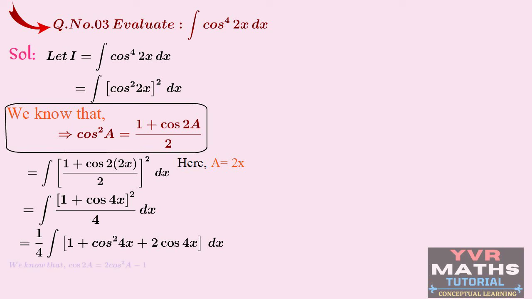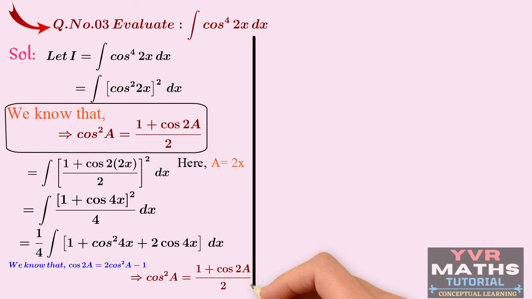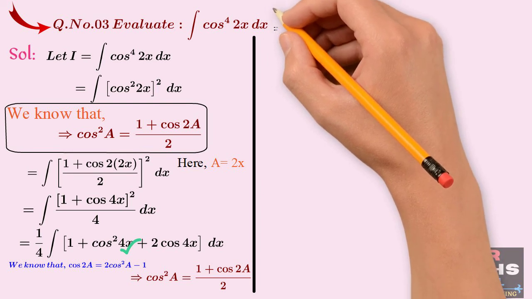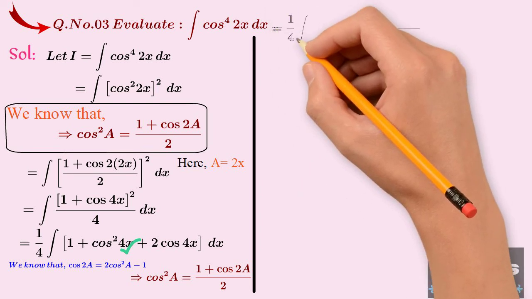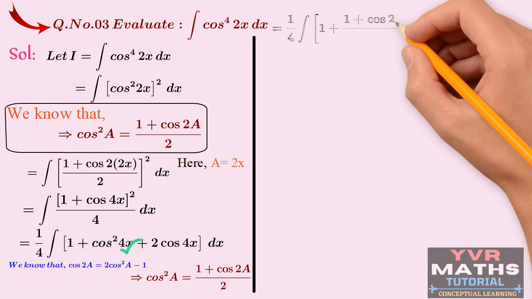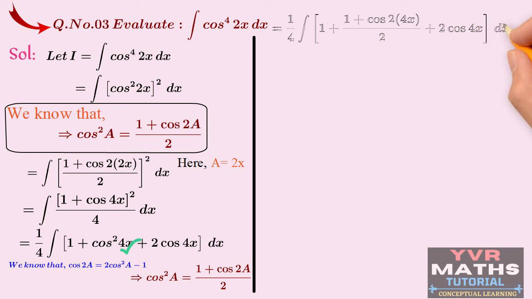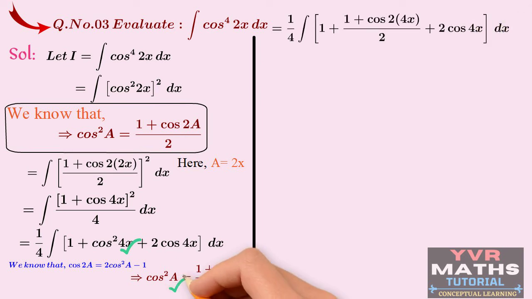In this step, the second part is clearly in the form of cos square A. We know the formula for cos square A. Here capital A is 4x, because the function is cos square 4x. So in this formula, if we substitute capital A equal to 4x, then we get the new step: 1 by 4 into integral 1 plus cos of 2 times 4x by 2 plus 2 cos 4x dx. I just applied the cos square A formula in the place of cos square 4x.